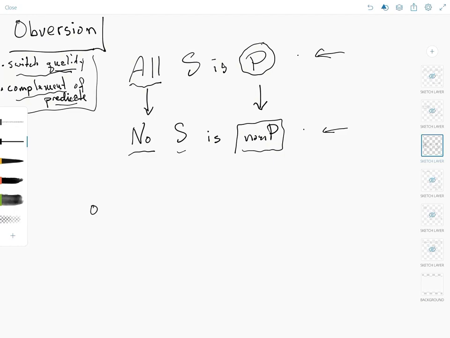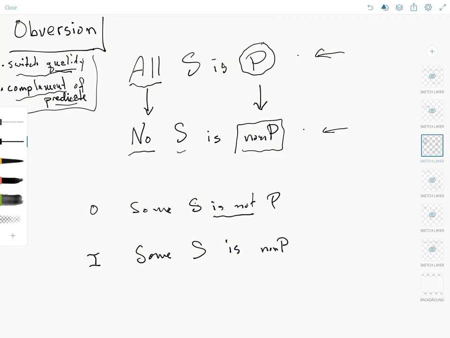This time let's use O as our starting point. So we have some S is not P. To do the mechanical transformation, we're going to change from the quality that's in the premise, that's negative, to affirmative. So we're going to drop out the not. We're going to keep the same quantity, so we're going to use some because it's particular. We're going to keep S where it is, and we're going to take the complement of the predicate. So the result of this mechanical transformation on an O proposition is actually an I proposition.